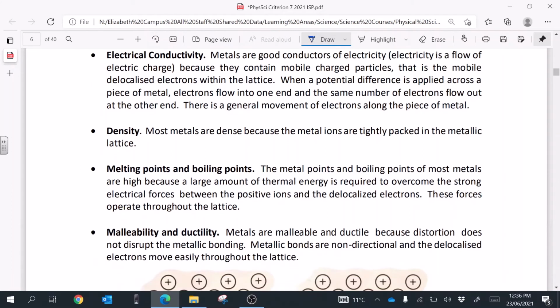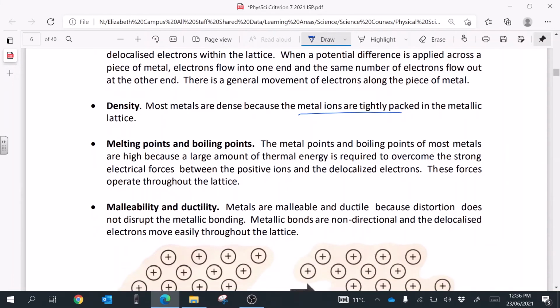Densities: the metal ions are tightly packed in the metallic lattice, so there's a lot of stuff in a small volume. Metal melting points and boiling points. The melting points and boiling points of most metals are high because a large amount of thermal energy is required to overcome the strong electrical forces between the positive ions and delocalized electrons.